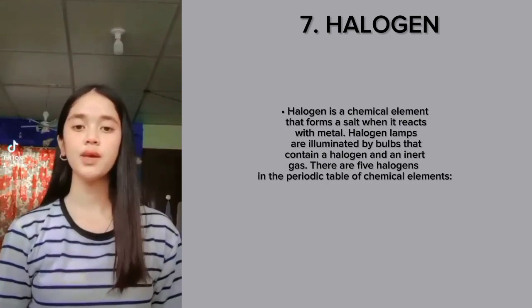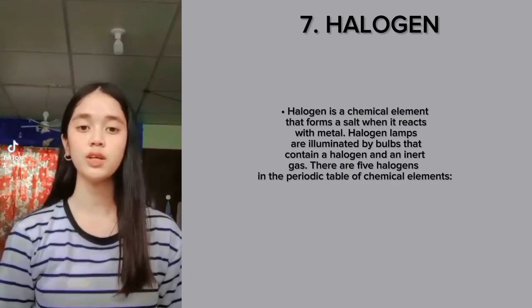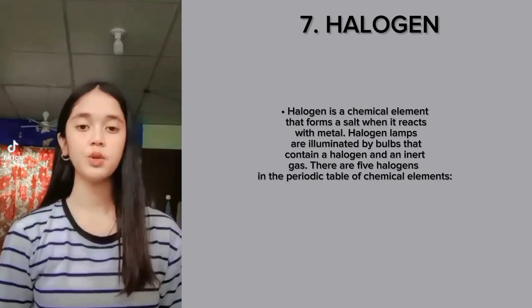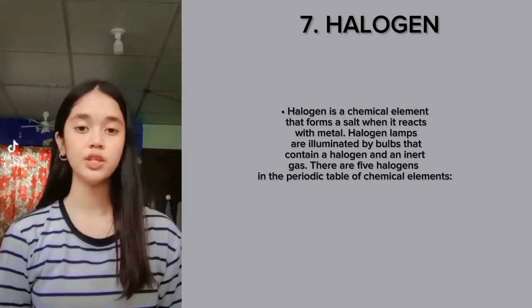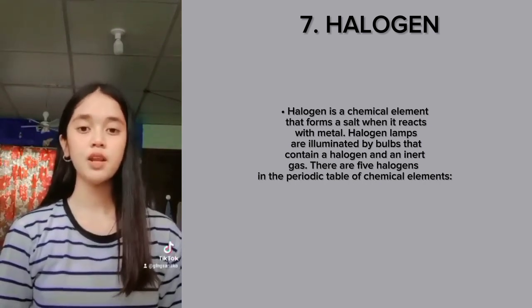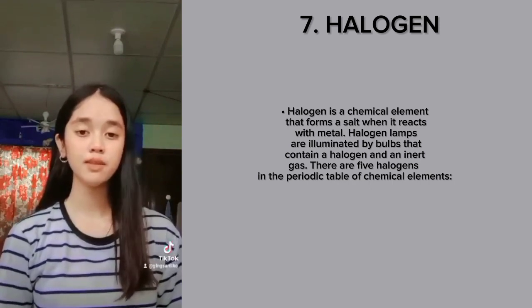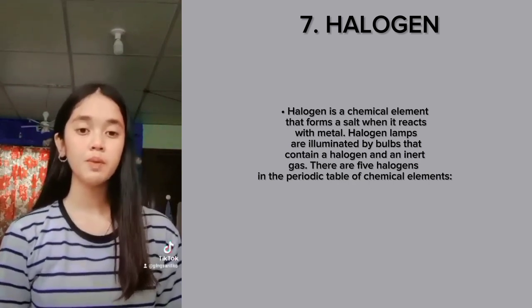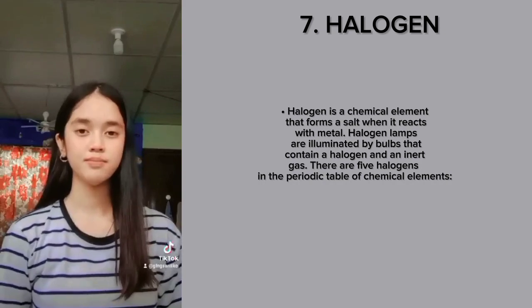A halogen is a chemical element that forms a salt when it reacts with a metal. Halogen lamps are named after them. They contain a halogen and an inert gas. There are 5 halogens in the periodic table of chemical elements: fluorine, chlorine, bromine, iodine, and astatine.